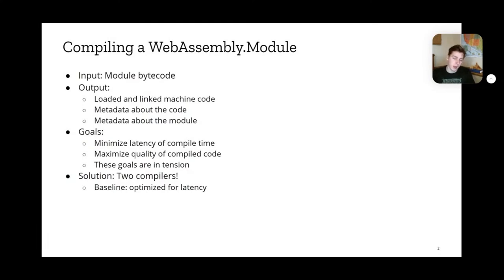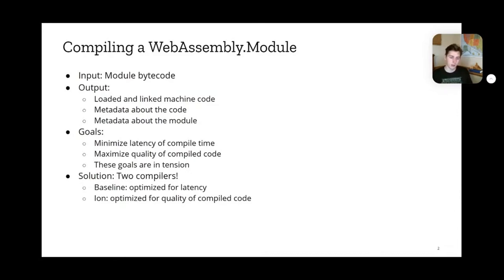In addition to Baseline, we also have the Ion compiler, which is based off our Ion backend. This is optimized for quality of the compiled code, and it's more of a traditional compiler architecture where you have an IR, you do passes over it doing optimizations, you do lowering to instructions, you do register allocation, all of that stuff.